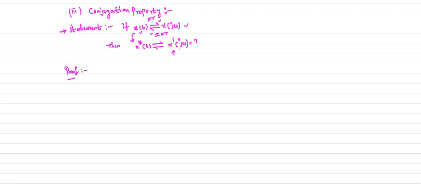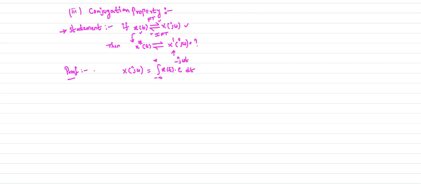We apply the conjugate for the time domain signal, and we have to find the corresponding signal in the frequency domain. Now all of you know the Fourier transform of a signal x of t. So what is the Fourier transform? Minus infinity to plus infinity x of t into e power minus j omega t dt.